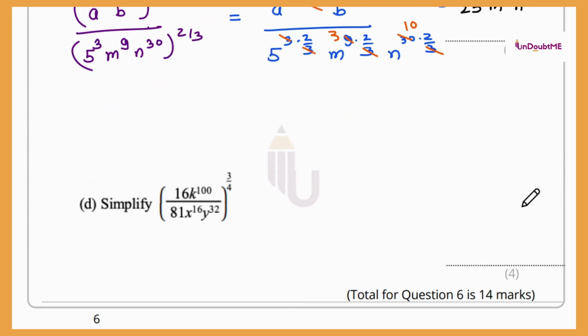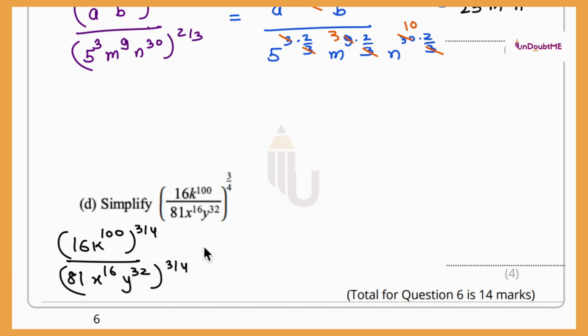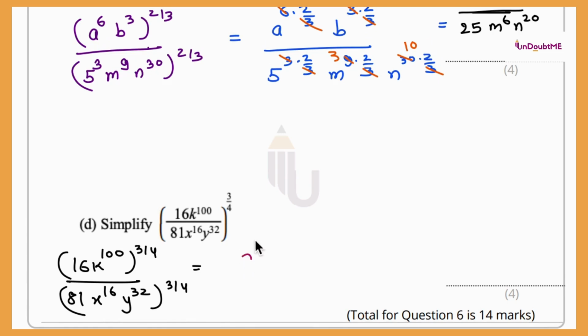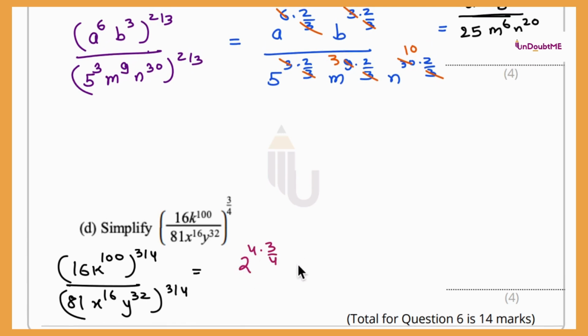This is the last question for our video. So this is 16k to the power 100 to the power 3 by 4 over 81 x to the power 16 y to the power 32 to the power 3 by 4. That will be 4 to the power, in fact we can write it down as 2 to the power 4 times 3 by 4, k to the power 100 times 3 by 4 over 9, not 9, 3 to the power 4 to the power 3 by 4.